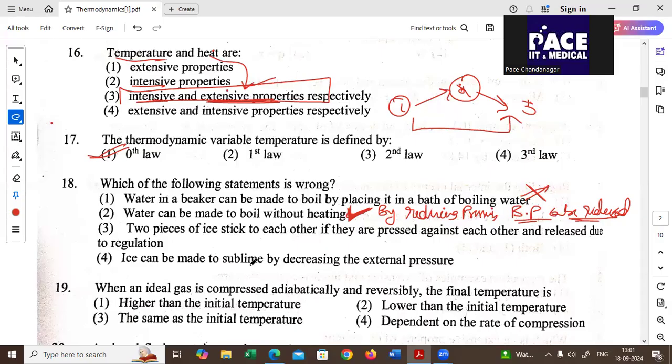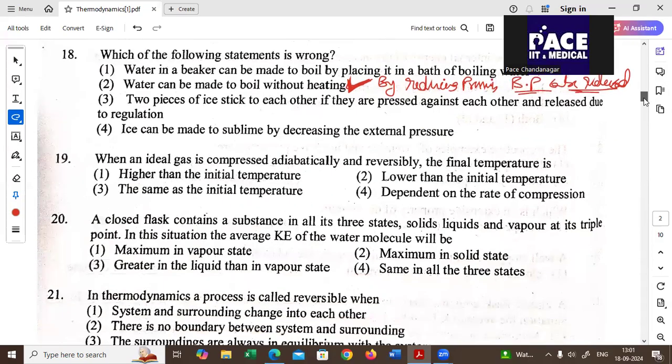No. Okay. If two pieces of ice stick together when pressed against each other and released, it is due to regelation. No, no, no. Okay.